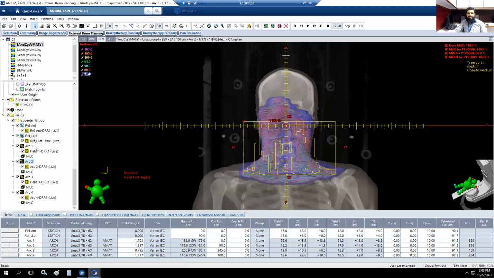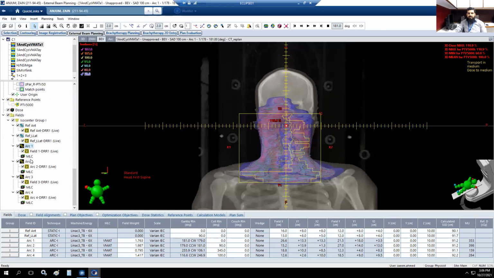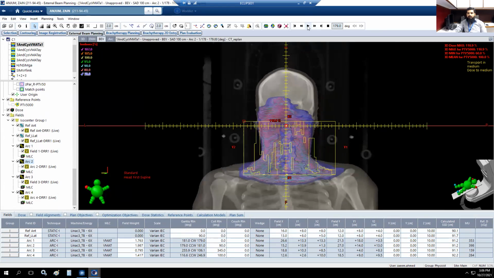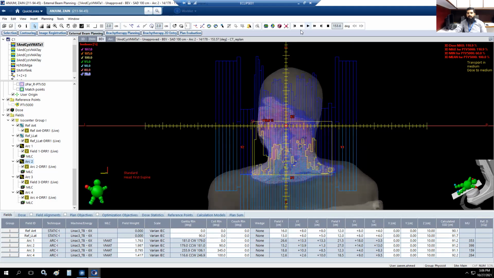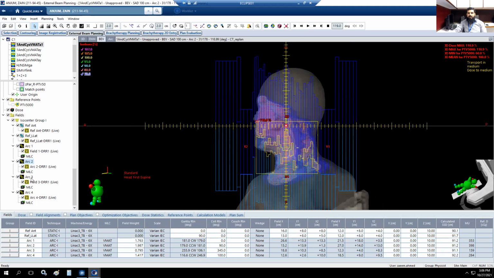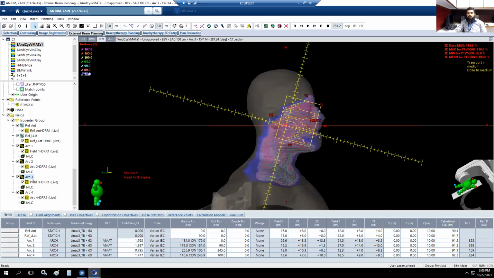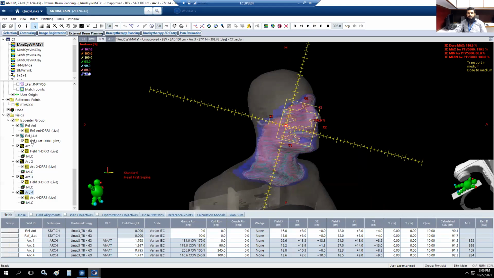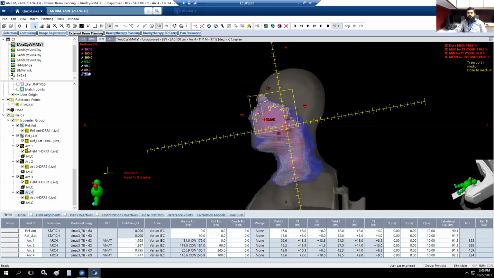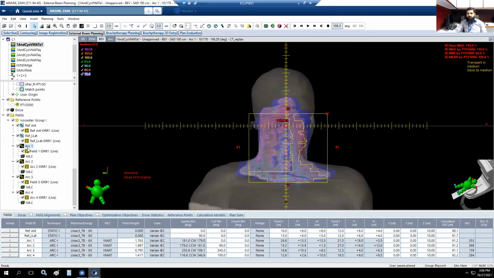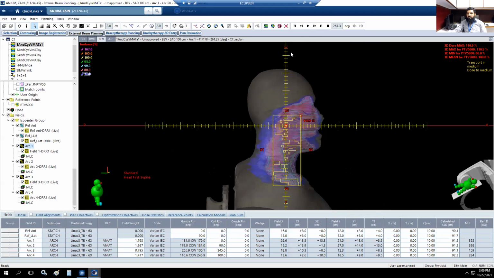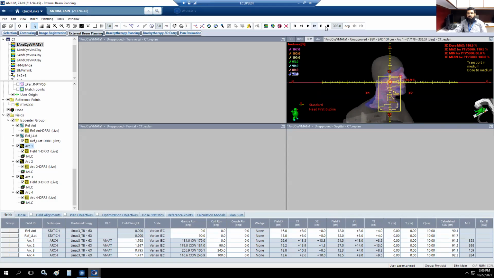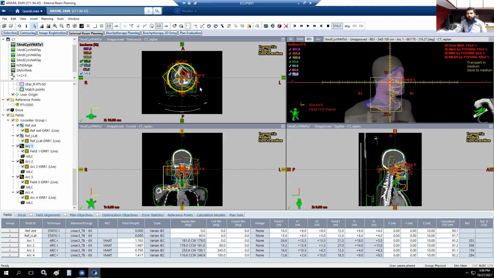this is the beam fluence. We have the arcs which were defined for the upper neck, and then we have the partial arcs for treating the shoulder position. So these are some of the arrangements which we are doing for head and neck cancer.